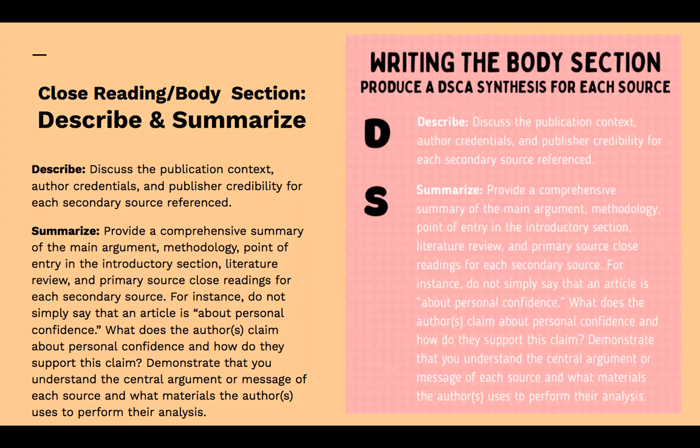Following this describe section, you'll want to offer a summarize section. Here's where you're going to provide a comprehensive summary of the main argument, methodology, point of entry in the introductory section, literature review, and primary source close readings for each secondary source. For instance, don't simply say that an article is about personal confidence. What does the author or authors claim about personal confidence, and how do they support this claim? Demonstrate that you understand the central argument or message of each source and what materials the author or authors use to perform their analysis. So what I'm getting at here is following the describe section of what it is and how do I know that it's credible.